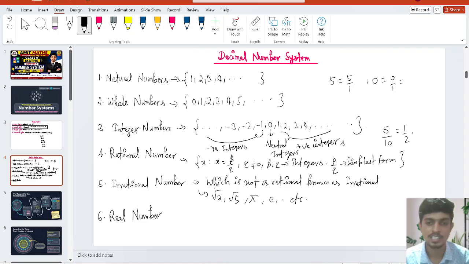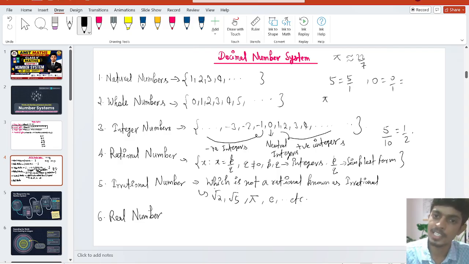are irrational numbers. Note that pi, its approx value is 22 by 7. Approx value, not exact value. It means that pi is irrational, but 22 by 7 is rational, because p is equal to 22, this is an integer, q is equal to 7, an integer not 0. This can be written in the form of p by q. So this is a rational number.